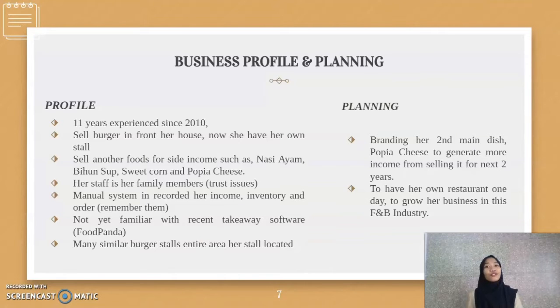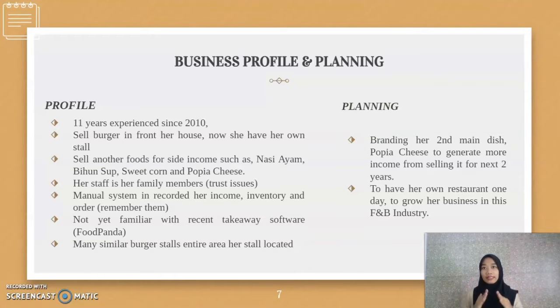Okay, next we move to business profile and planning. This burger stall has operated for almost 11 years, since 2010 until now. Before this, Miss Hasikin sold burgers in front of her house, but now she has her own stall. And not just focusing on selling burgers, she made other food to generate side income, such as nasi ayam, bihun soup, sweet corn, and popiah cheese.